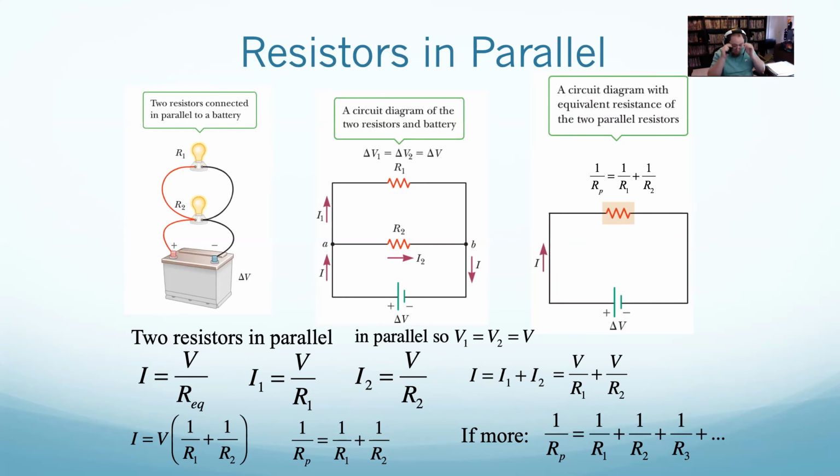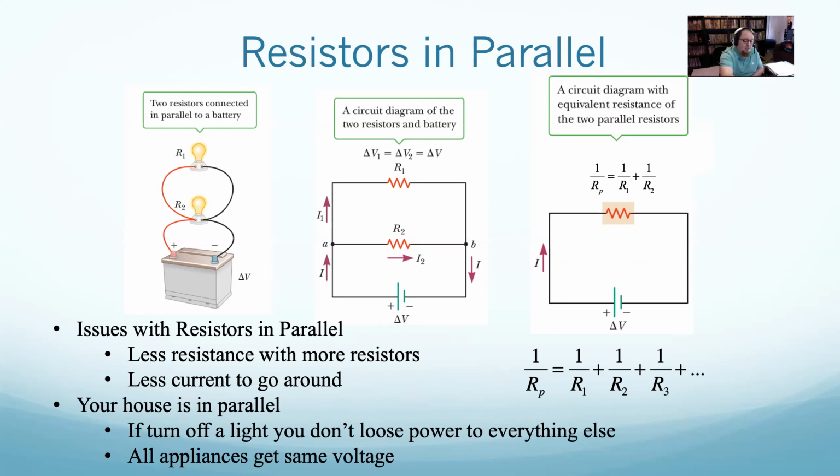However, when you put multiple resistors in parallel, the more resistors you add, the lower the resistance gets, which is kind of weird. And you have less current to go around. But the thing is if you remove one object, it all keeps going. If I turn off this light, my computer doesn't turn off. That's because they're in parallel. And also, everyone gets the same voltage.